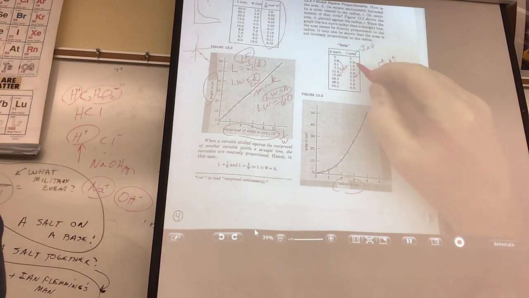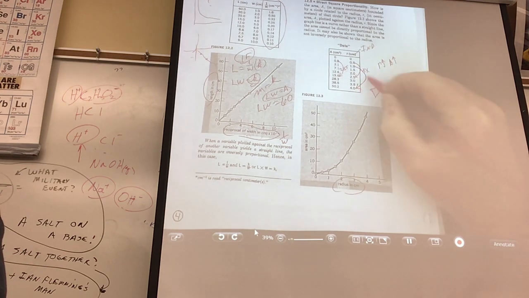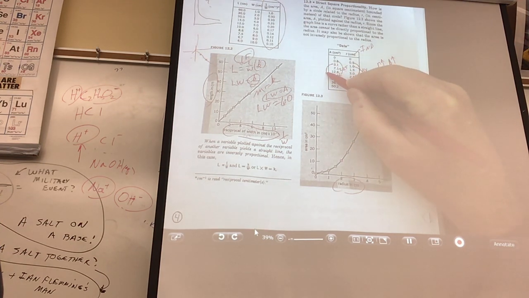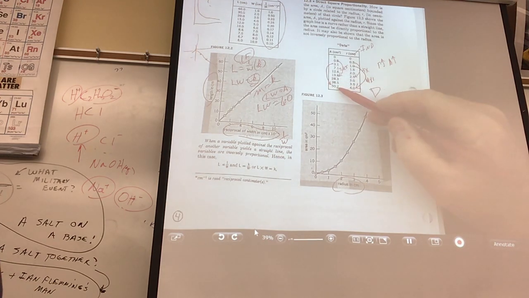Okay, let's do another one. Let's go from 1 to 4. That got 4 times bigger. And what happened over here? It went from 3.1. Wow, what's that? If you go from 3.1 to 50.2, how many times larger is that? Put that in the calculator.